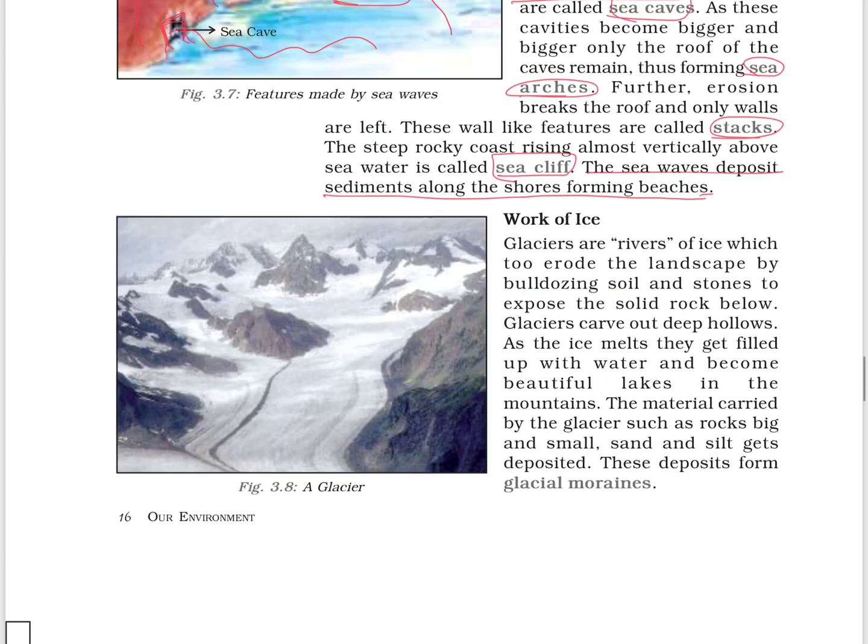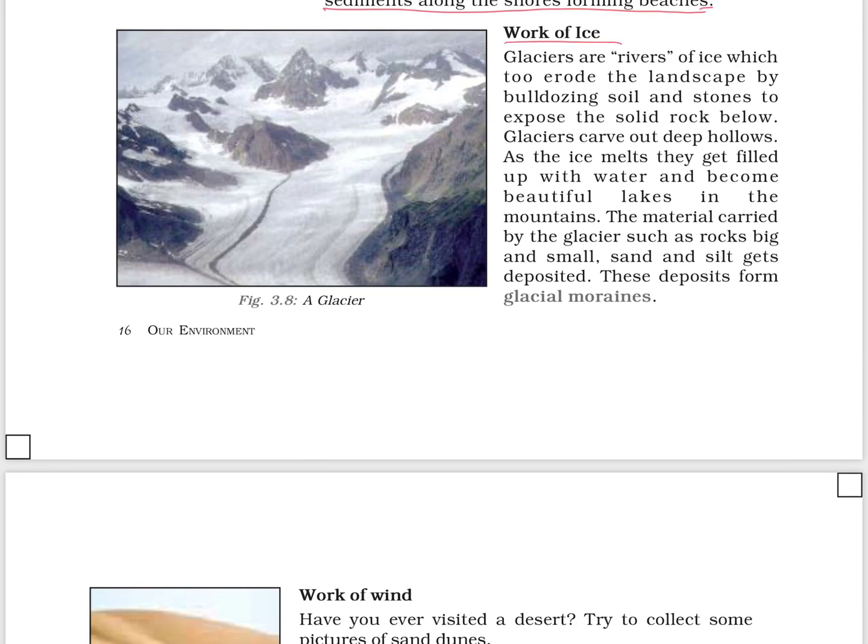And then you have work of ice. As you all know, glaciers. What are glaciers? Glaciers are rivers of ice which too erode the landscape by bulldozing soil and stones to expose the solid rock below. So when the ice moves due to the gravitational force, or when the ice melts at high temperatures, the ice started moving and it will erode the surface. So the material carried by the glaciers, such as rocks, sand, silt, gets deposited. These depositions form glacial moraines.